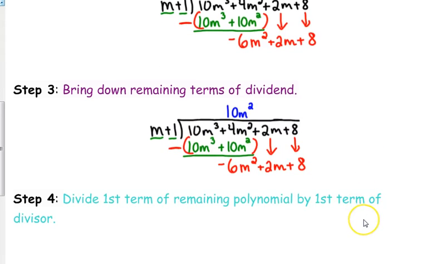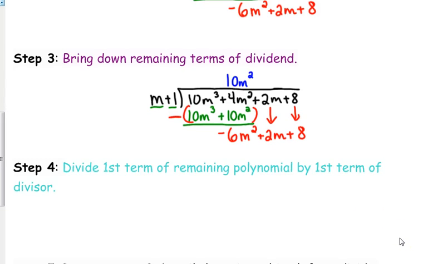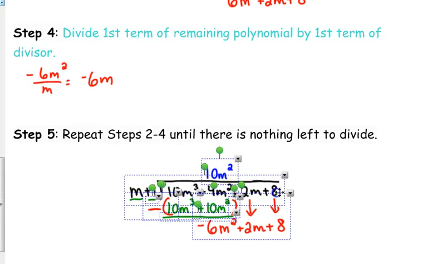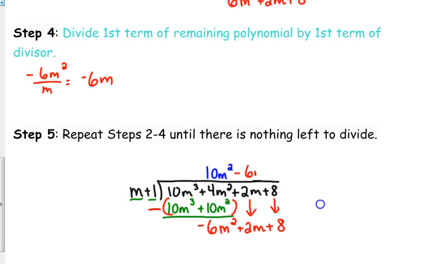Now, we kind of start over. We're going to divide the first term of the remaining polynomial. So now that we have this line right here in red, we're not concerned about the original dividend anymore. Okay? Now I'm looking at the first term of this, so negative 6m squared, and I'm going to divide it by m. So that leaves us with negative 6m. Okay, that is going to go on top. Notice it lines up with the variable that has the same degree.